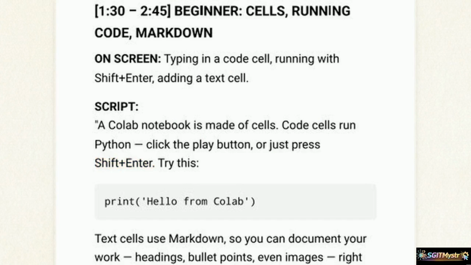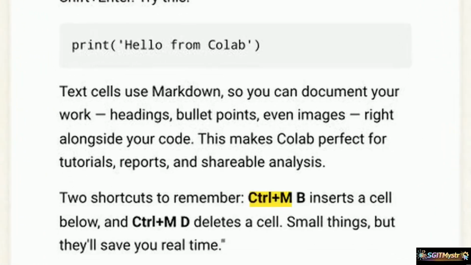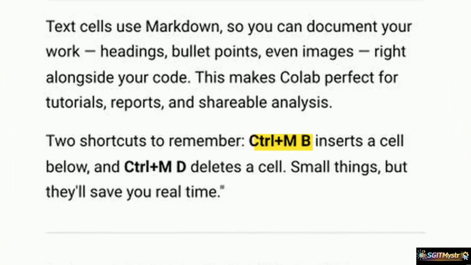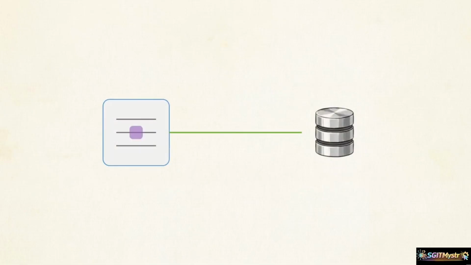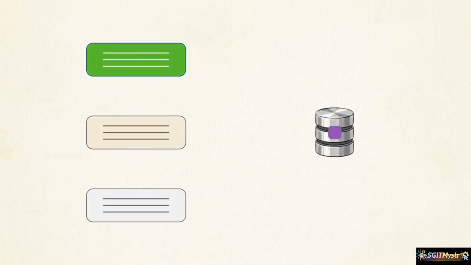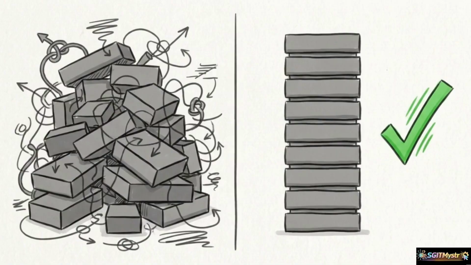As you start building larger projects, you can quickly manage your workspace by pressing Ctrl-M, then B to insert a new cell below, or Ctrl-M, then D to delete a cell. Because variables stay in memory after a cell runs, you can tweak a specific calculation and rerun just that block without restarting your entire script. This modularity is what enables the rapid, iterative testing required in modern data science.